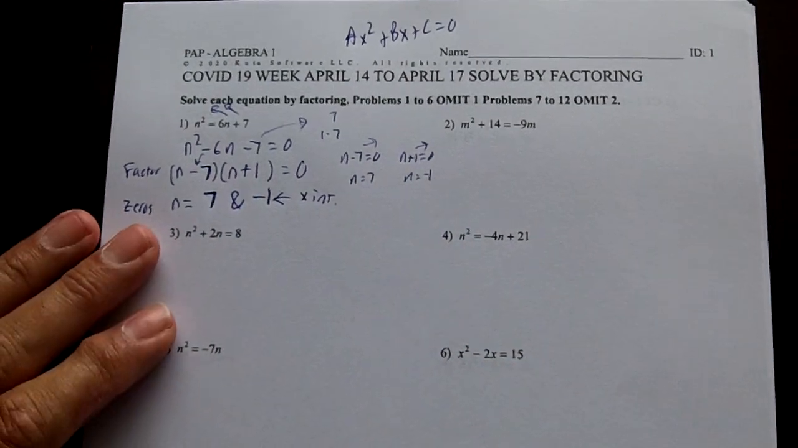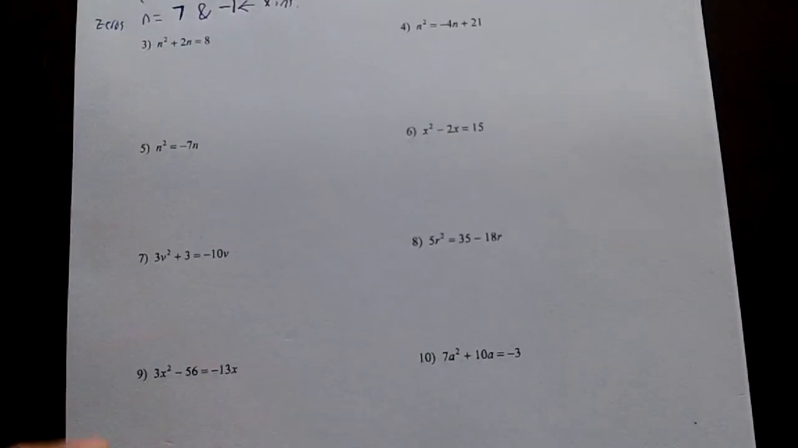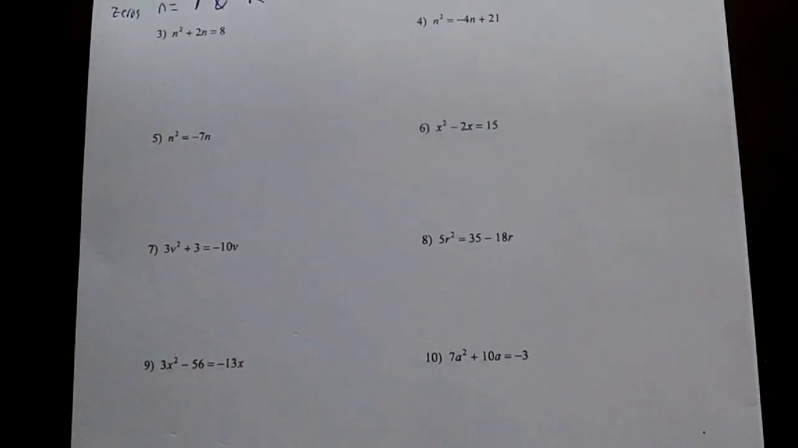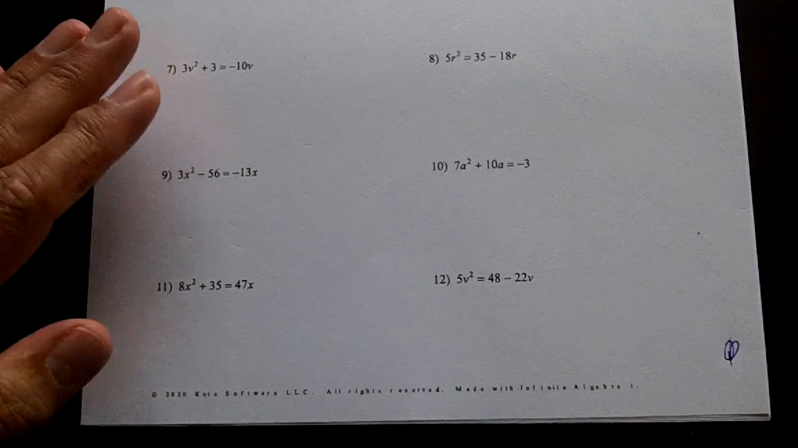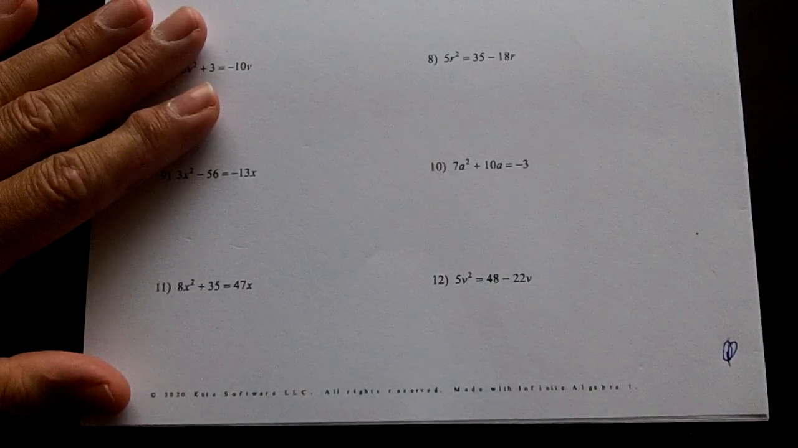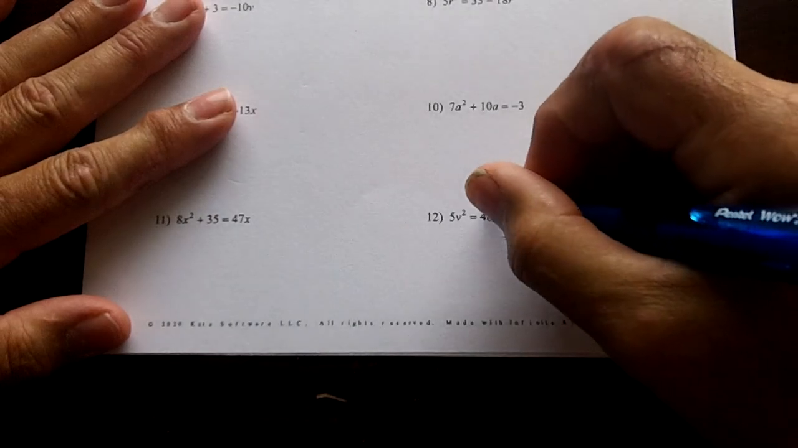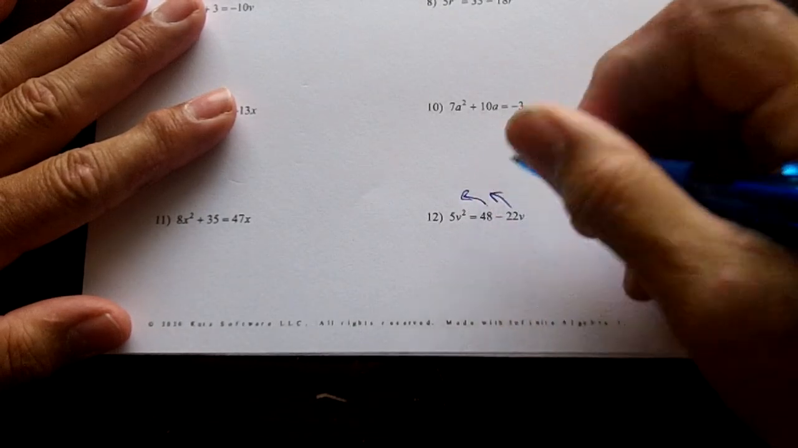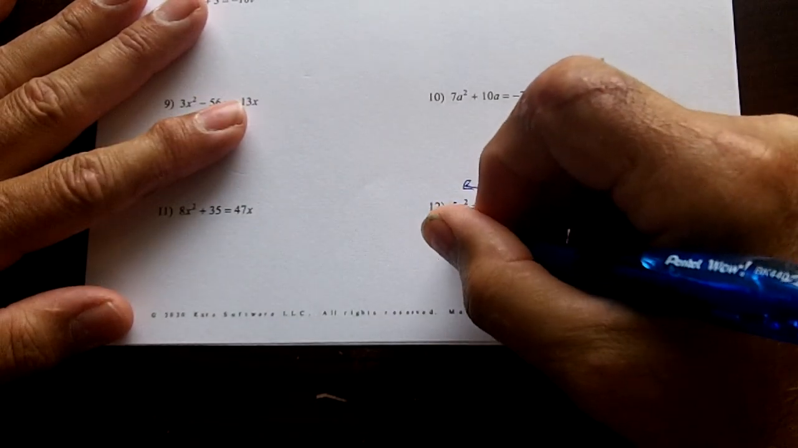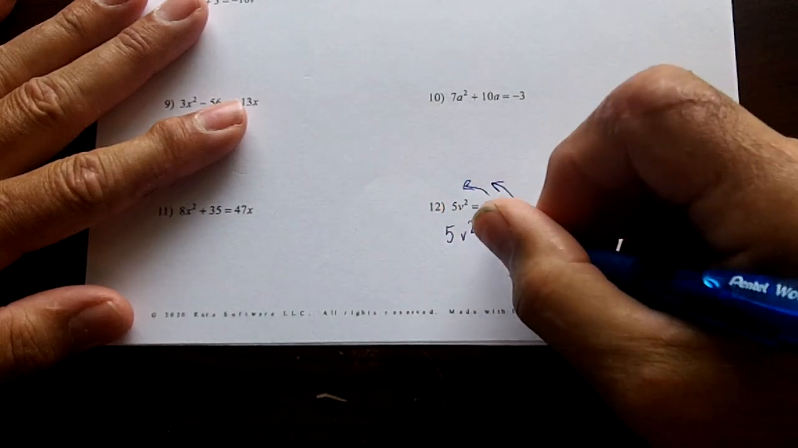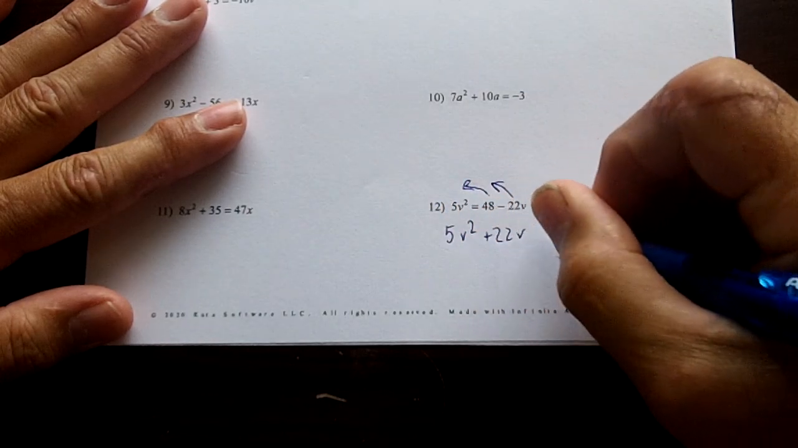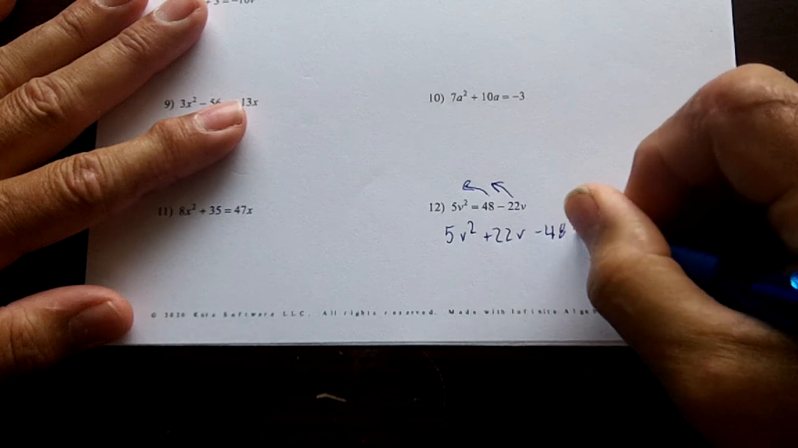Okay, let's skip down and do number, which one's going to have a big one? Let's do number 12. Number 12 is going to have a pretty big term in front of it. So number 12, we want to put this in standard form. So I'm going to move the 48 and 22 over. So I'll have 5v squared plus 22v minus 48 equals 0.